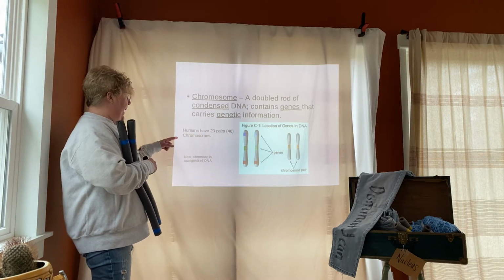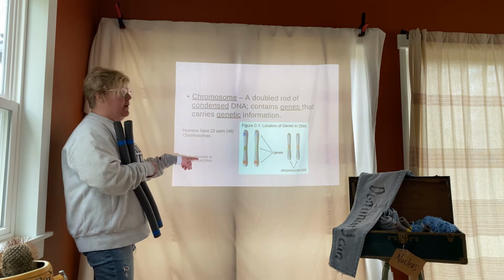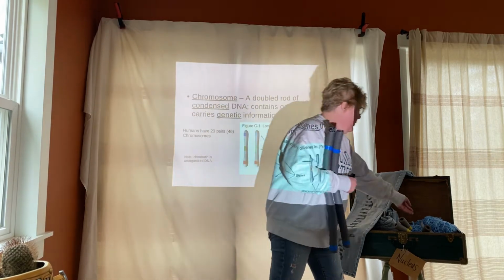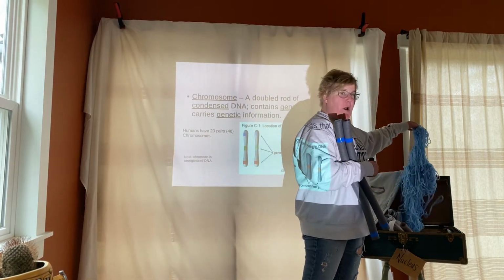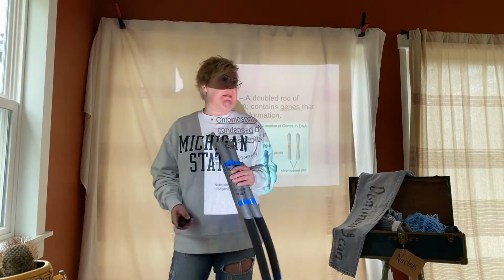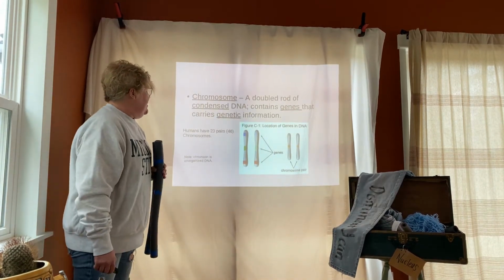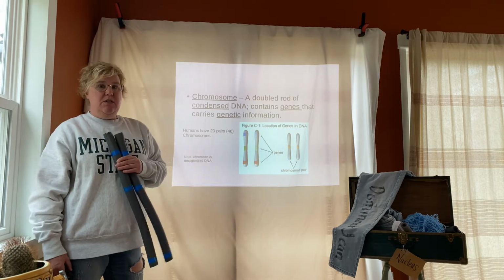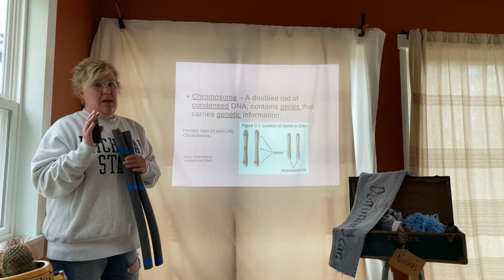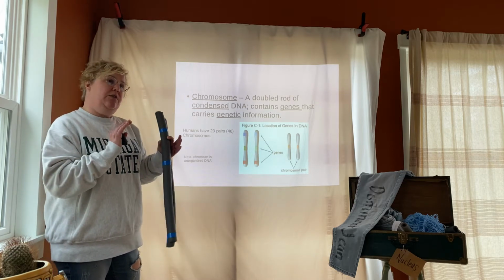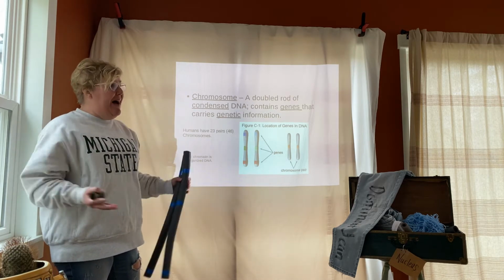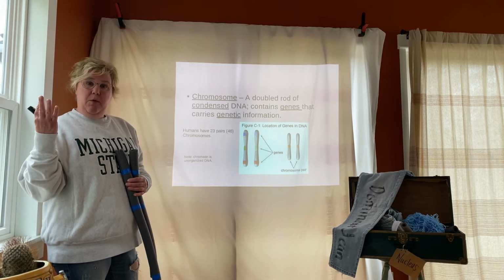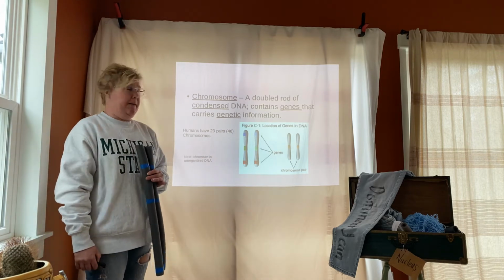And by the way, if the term chromatin ever comes up, it's just the unorganized DNA that we talked about earlier, before it condenses into these. All right, so you actually have 23 pairs of chromosomes. You have a total of 46 of these in every one of your cells, except if you're a female, you only have 23 in eggs, and if you're male, there's only 23 in your sperm. But your body cells all have 46 chromosomes. 23 of them came from your mom, and 23 of them came from your dad.